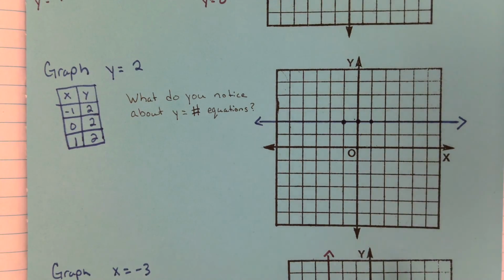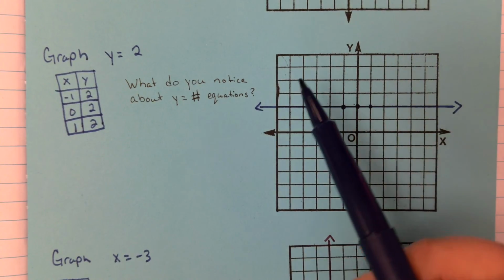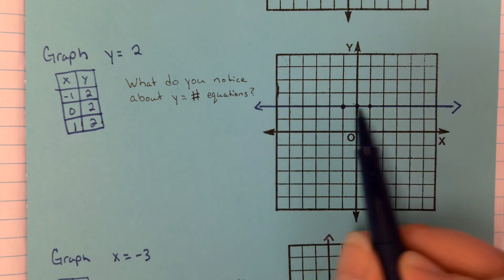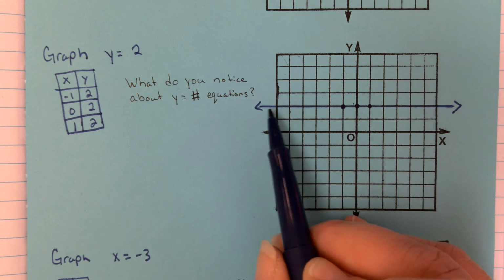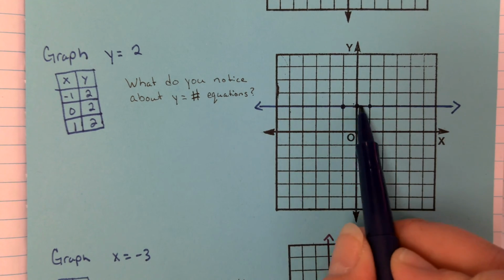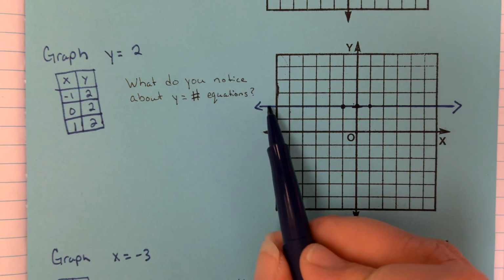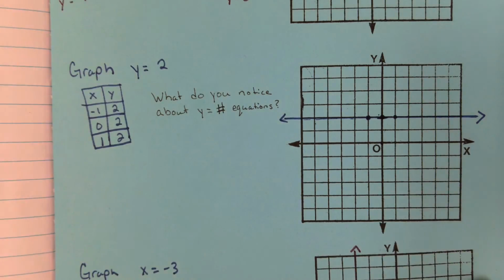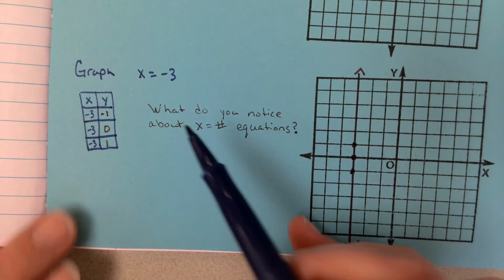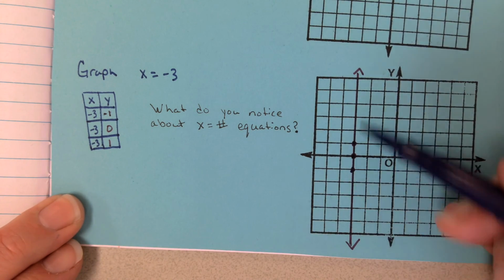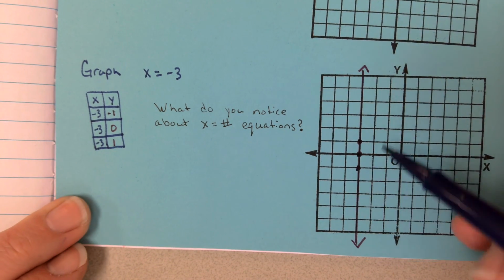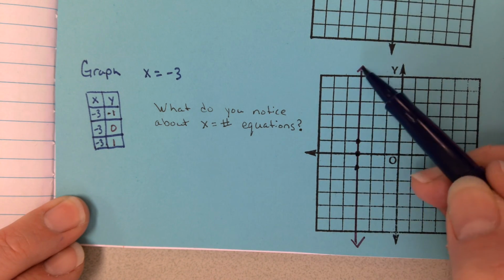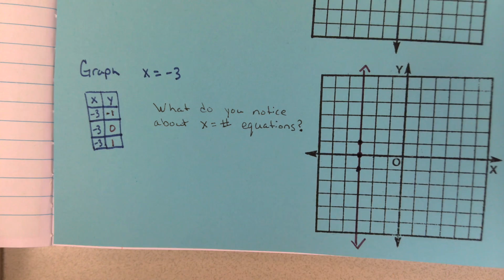All right, so I'm hoping what you noticed is that our y equations, they run horizontally, and they're going to intersect our y-axis at whatever that number is too. So it's all those y equals 2 numbers. And then let's look at our x equals. So x equals -3. We have a vertical line here, and it intersects at where x equals -3, and it's all of our -3 values for x.